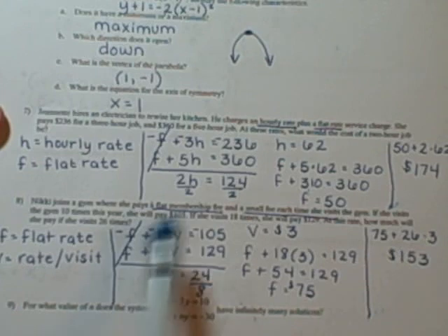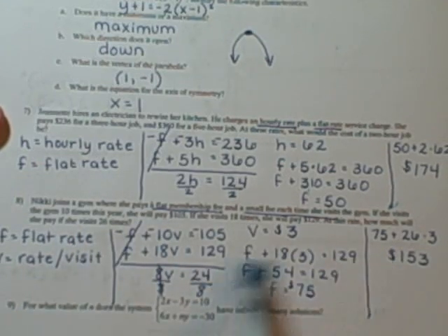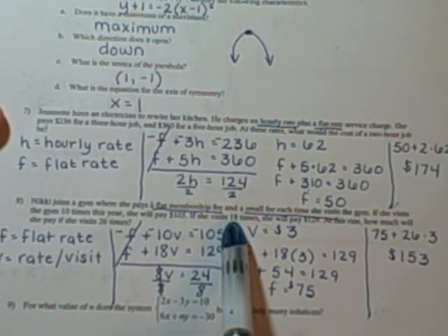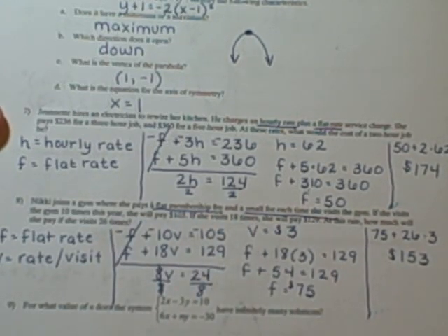Similarly here, if she's visiting 26 times, that better cost more than visiting 18 times. So if you got something that really didn't mesh with these numbers that are given to you in the problem, take a second and go back and try again. Okay, don't just say, oh, well, I got it wrong, I'm going to move on. Okay, I know that happens way too much.